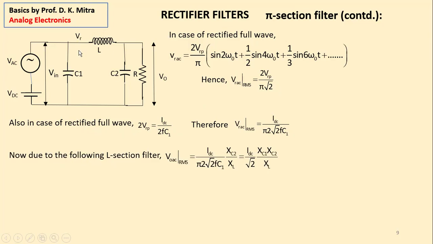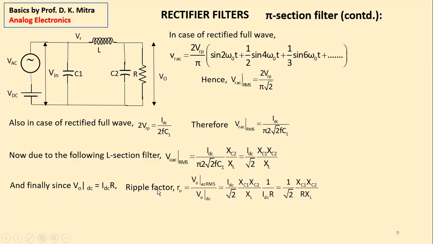Now, this is the AC-RMS here, and then there is an L section filter. So what is the output AC? Output AC is this input AC multiplied by XC2 divided by XL, right? So finally, it becomes this factor IDC by root 2 XC1, XC2, etc. Okay? And once again, like we have done earlier, output DC voltage is IDC into resistance. So what is the ripple factor? This AC voltage divided by this DC voltage is 1 by 2 root 2 XC1, XC2 by RL.